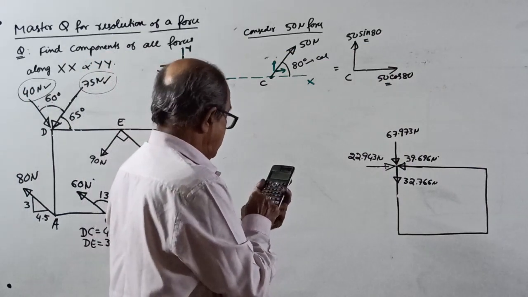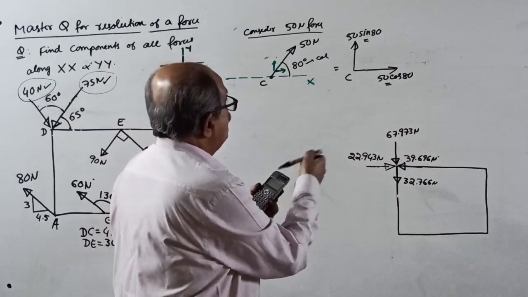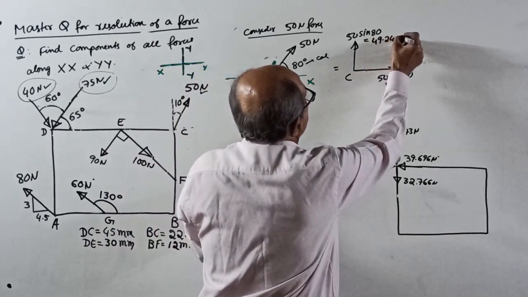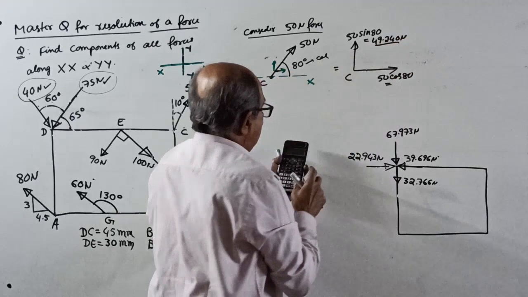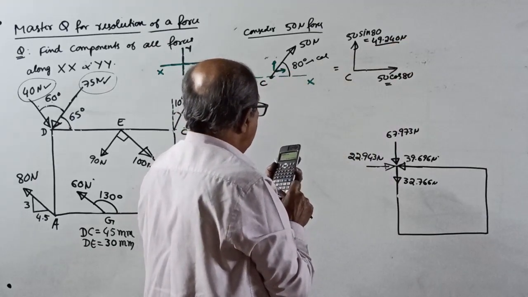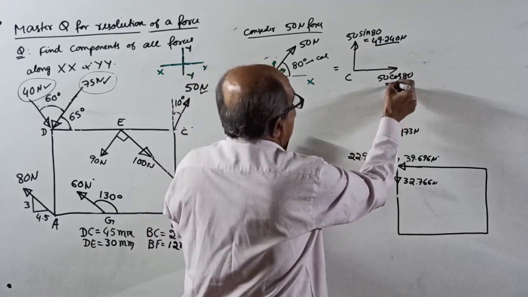50 into sin 80 is 49.240. 49.240 Newton. Answer. Other one is 50 into cos 80. 8.682 Newton.